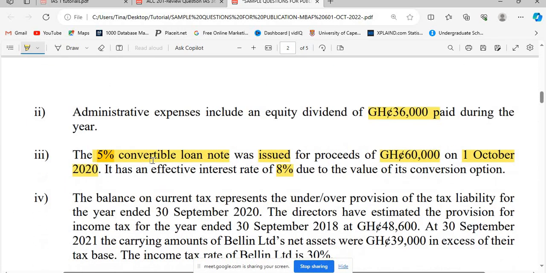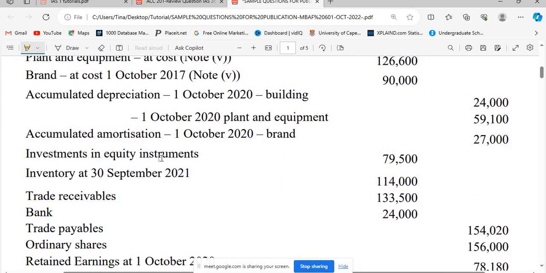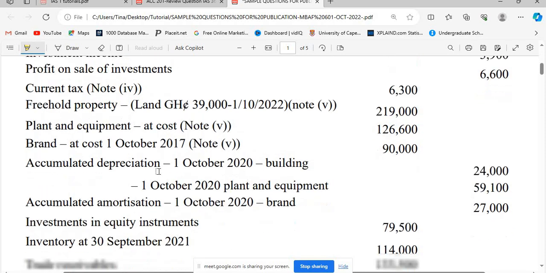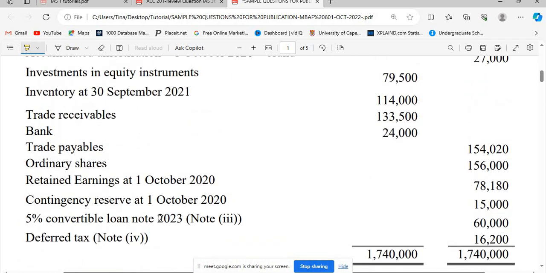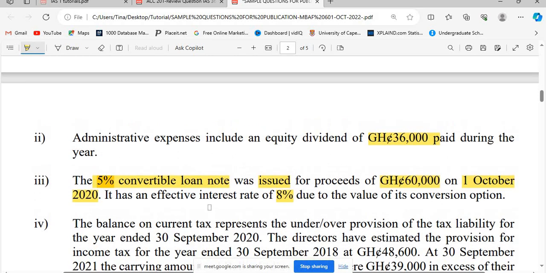In this question, there wasn't much information regarding the convertible loan note, but there is this that makes it quite simpler. So this is what we have here: loan note 2023, which means that the maturity period is 3 years. From 2020, so 2021, 2022, 2023. So there will be cash payments for 3 years. Is that okay? Now let's go to our Excel sheet. So let's picture this portion, and then let's go to our Excel sheet.